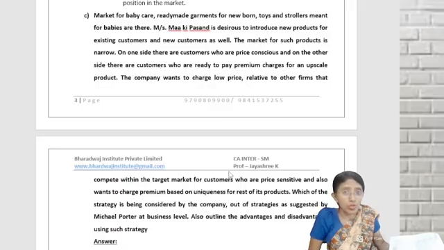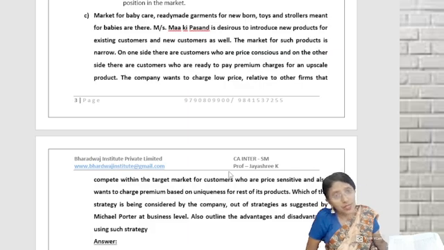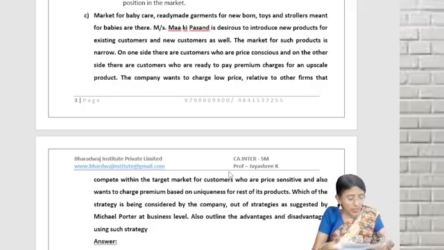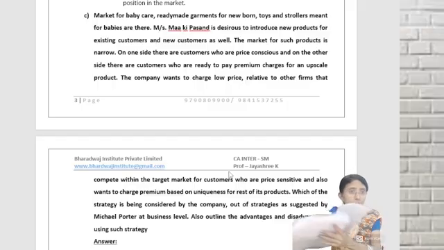The company wants to charge low price relative to other firms that compete within the target market for the customers who are price sensitive, and also wants to charge premium based on uniqueness for the rest of the products. Which of the strategy is being considered by the company out of the strategies as suggested by Michael Porter at the business level? Also outline the advantages and disadvantages. See, when you select a strategy, you can write the advantages and disadvantages. Now you tell me, what is that you are having in mind regarding this particular example?